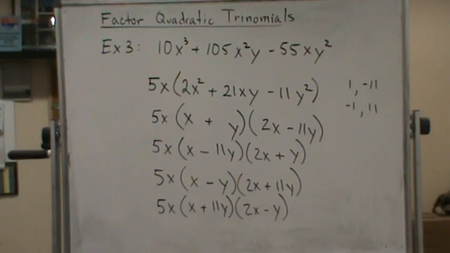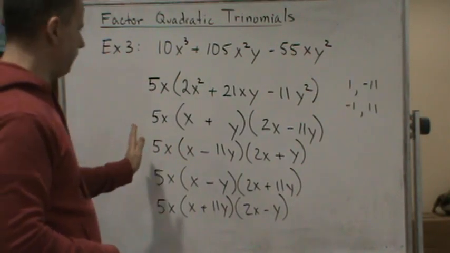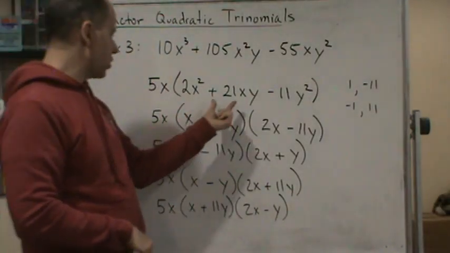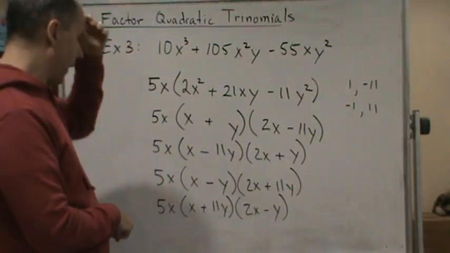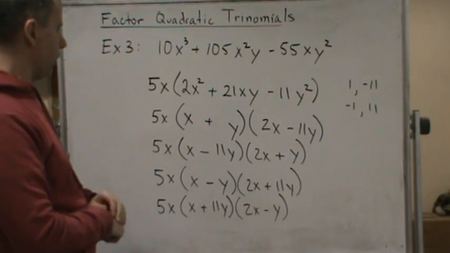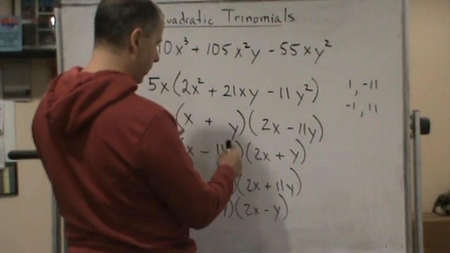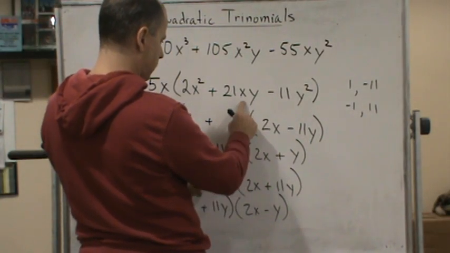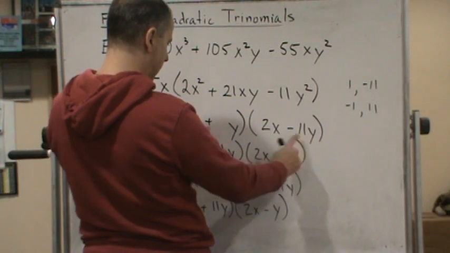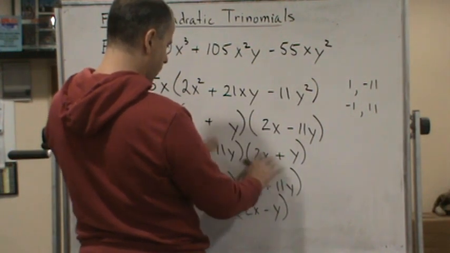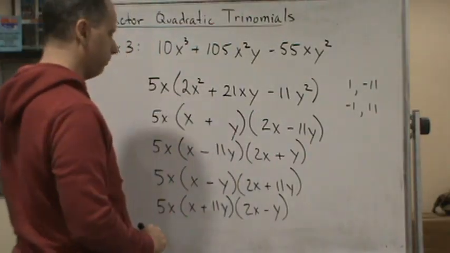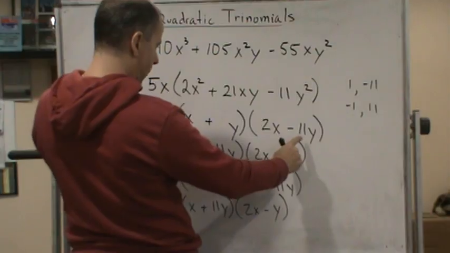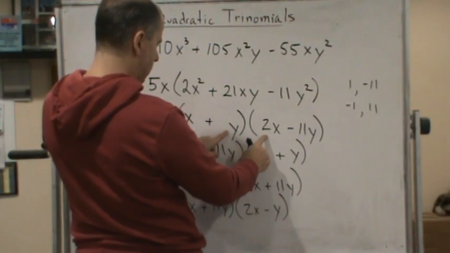And so what we're going to do is multiply these out and see if we get 21xy. If we look at the outer and the inner terms, this will give us negative 11 plus 2. They all give us x and y, so xy, xy, so that matches. All of these will give us xy for the middle term. It's just a matter of looking at which one gives us 21. So negative 11 plus 2 doesn't do it.